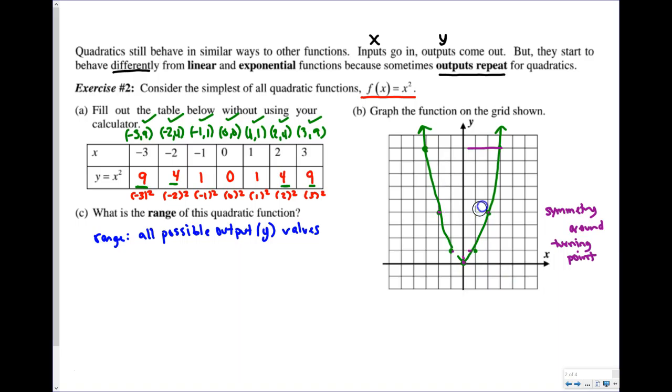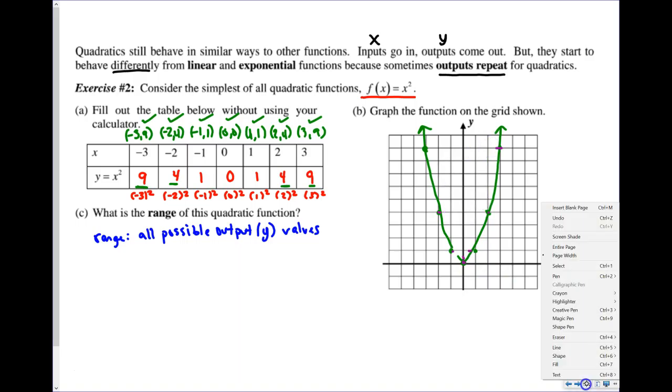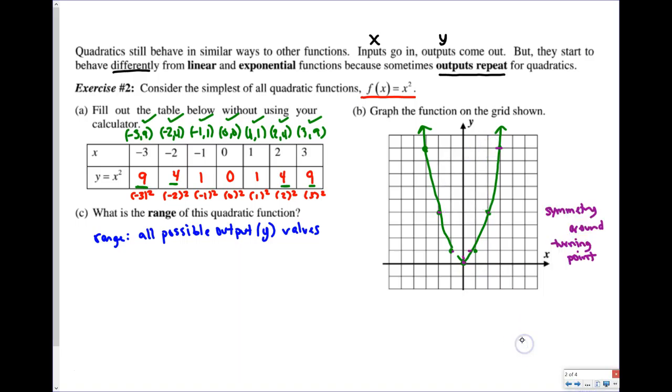Okay. On my parabola, if I look at my y values, do you see how all of a sudden it stops right here and there's nothing below it? Where I'm putting a question mark, there's no points. That's the bottom of my range. So that means that my y values have to be greater than or equal to 0.